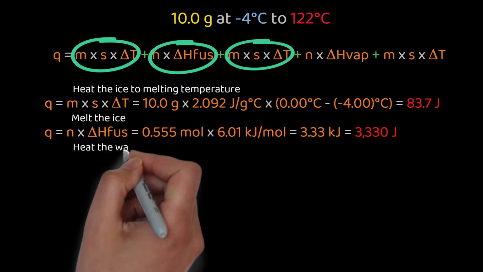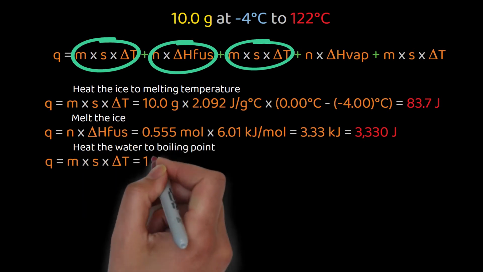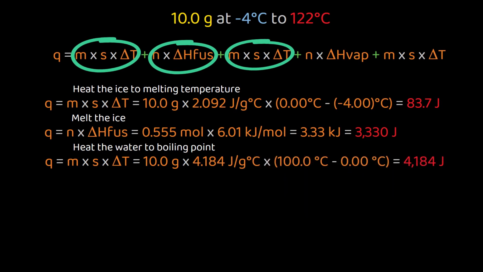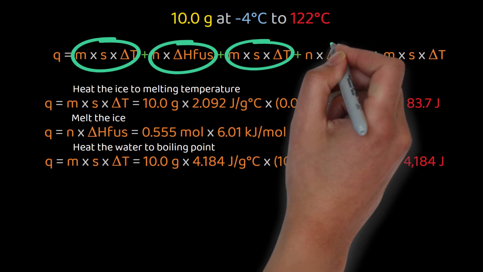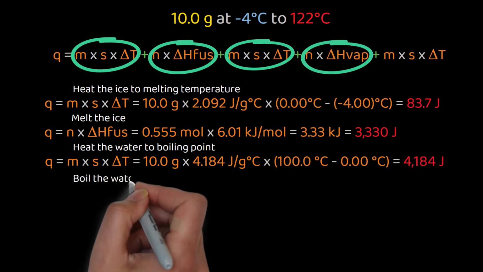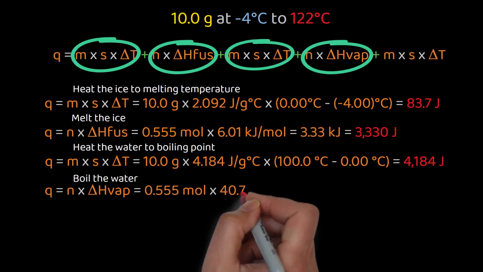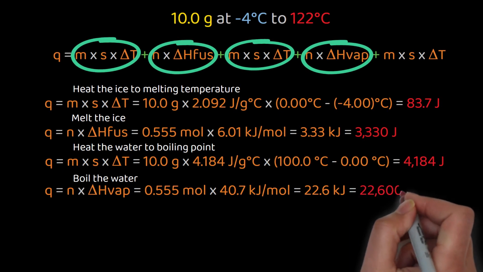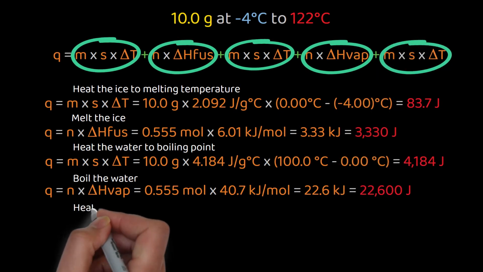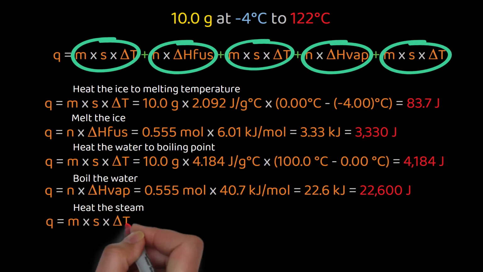Next, we calculate the amount of heat needed to heat the liquid up to the vaporization point, which happens at 100 degrees Celsius. We need to use the specific heat of liquid water, which is 4.184 joules per gram degrees Celsius. Next, we need to calculate the amount of heat needed to vaporize all the liquid using the heat of vaporization for water, which is 40.7 kilojoules per mole. And lastly, we need the amount of heat that is required to increase the temperature of the gas from 100 degrees Celsius to 122 degrees Celsius.